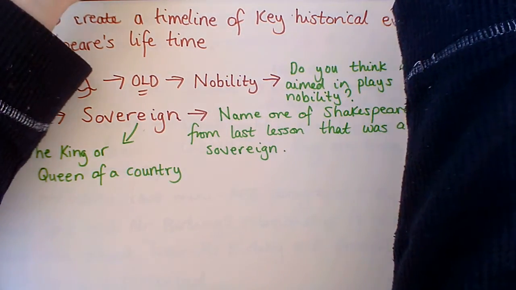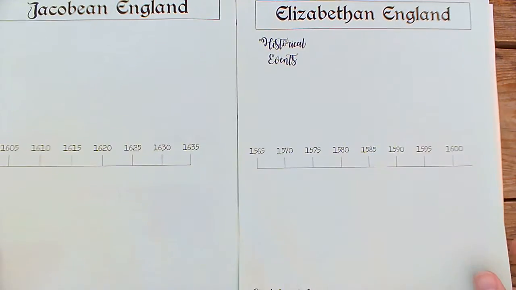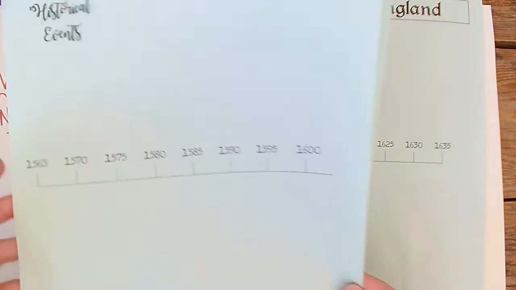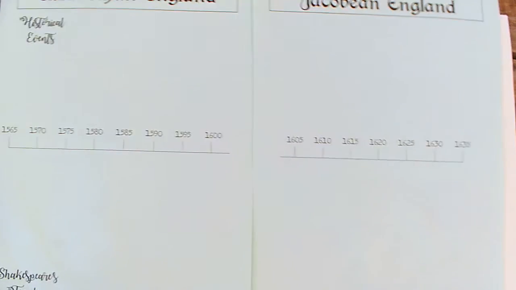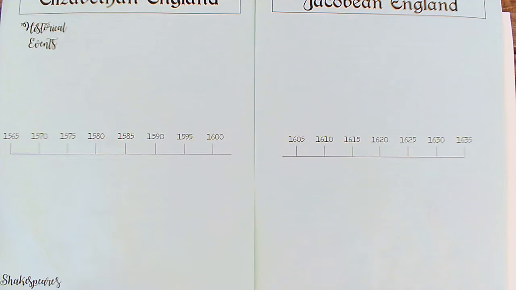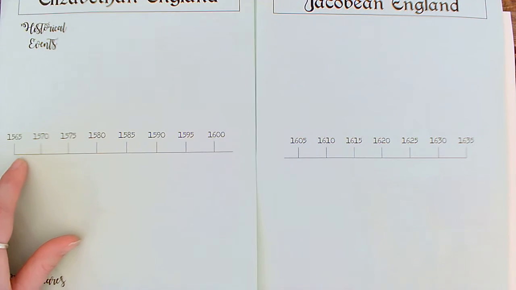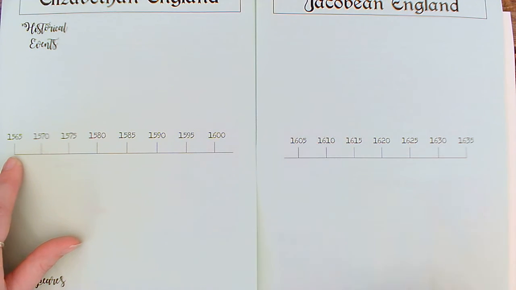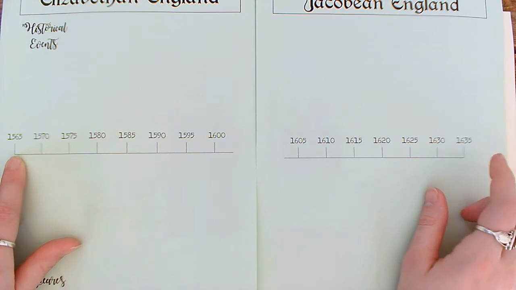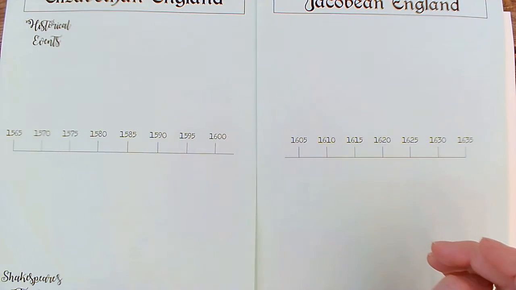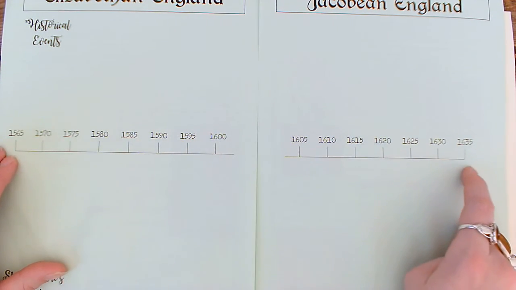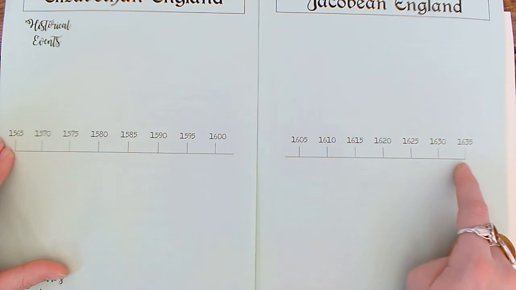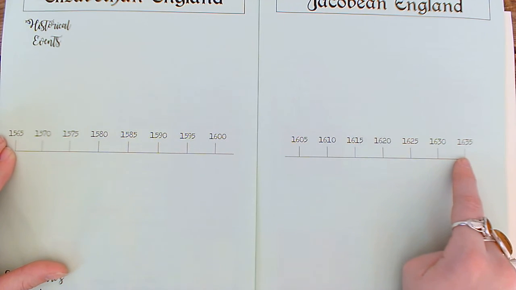So in your pack you should have a timeline that looks like this. Okay, so we have Elizabethan England first, and then we have Jacobean England. We can see that we've got anything from 1565 to 1635. All you need to do today is use your phone, tablet, the internet to research some of the key things that happened in England between 1565 and 1635.